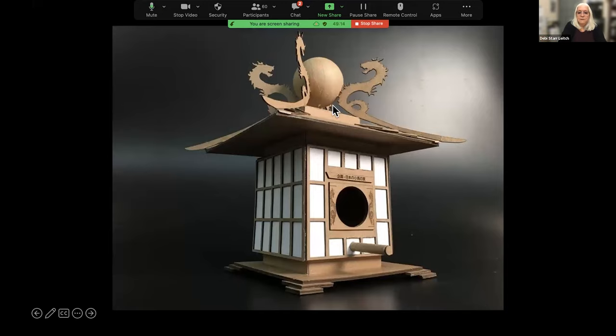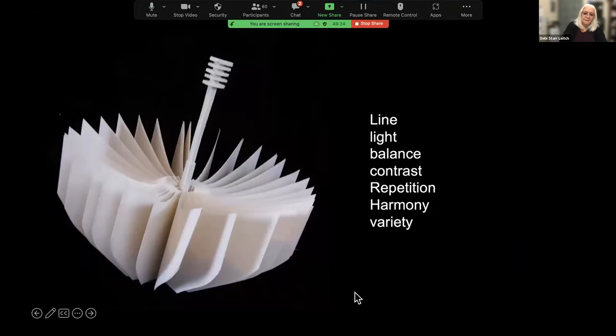Now this one, I know it looks like they went crazy, but this was before we had laser cutters, okay? So someone sat and cut this by hand and built hinges on it and a lot of other things. But it's showing that they had good craftsmanship, but it also shows its design. Something like this: line, light, balance, contrast, repetition, harmony, variety. This was someone's example where they had looked at an umbrella and came up with this idea.